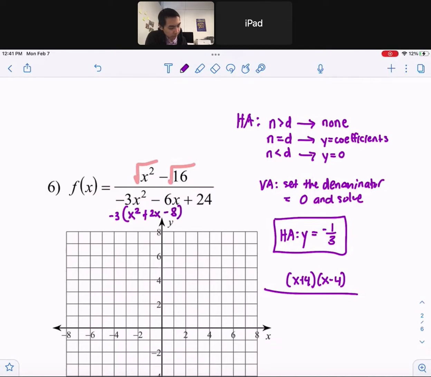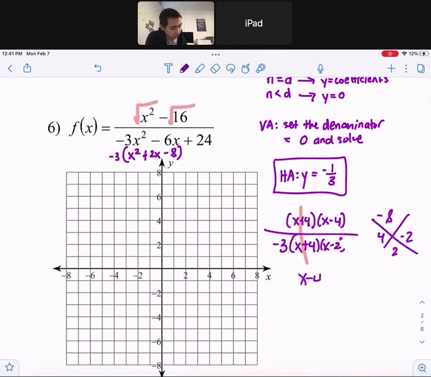And then we can use the x method with the 8 and the -8 and the 2, for +4 and -2. So -3 times x plus 4, x minus 2. These both cancel. So all we have left is x minus 4 all over -3 times x minus 2.